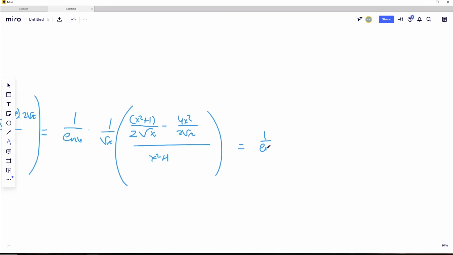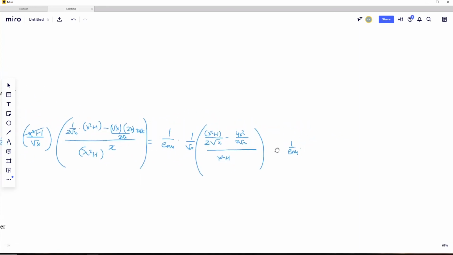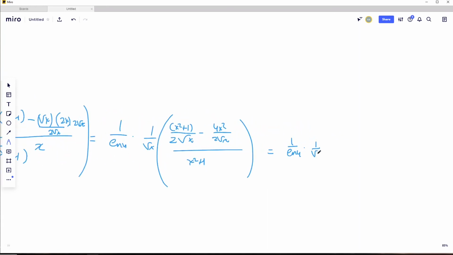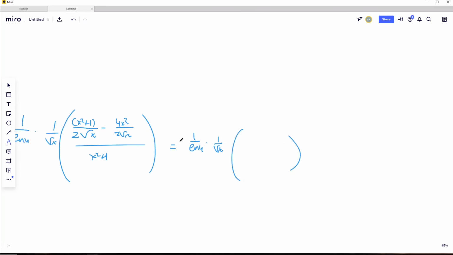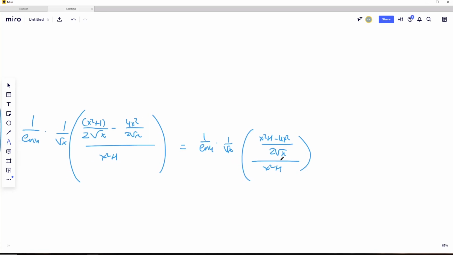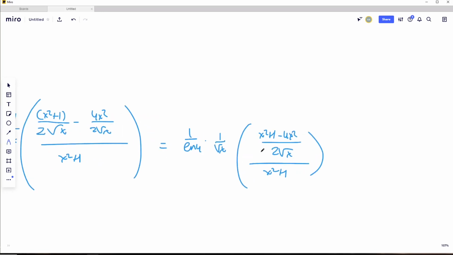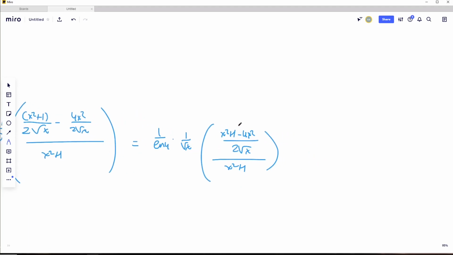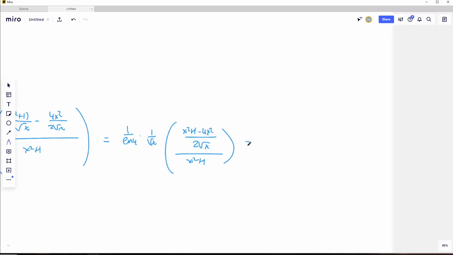So 1 over ln 4 times, let me double check something. Okay, so times 1 over square root of x. Again, we can combine. So x squared plus 1 minus 4x squared over 2 square root of x, over x squared plus 1. I mean, I can simplify the one up, but let's do step by step.